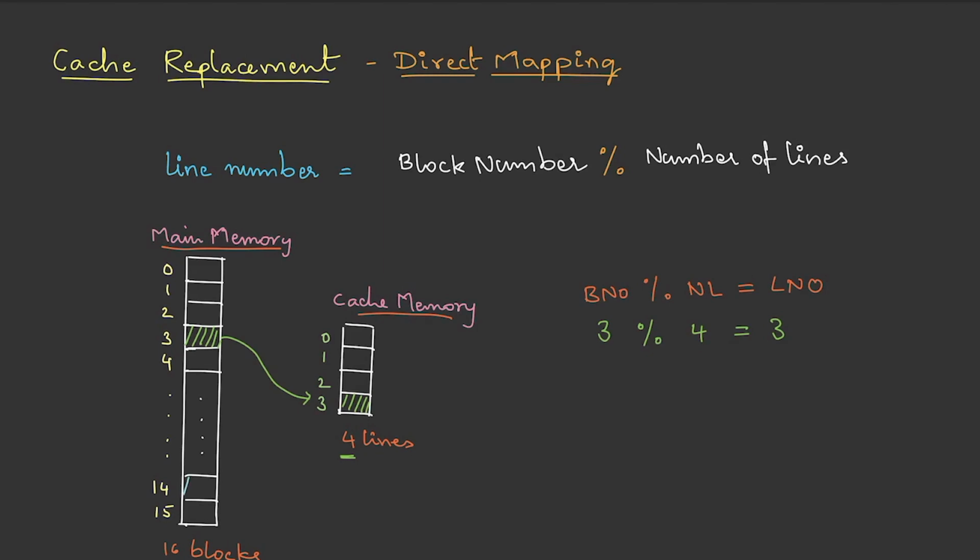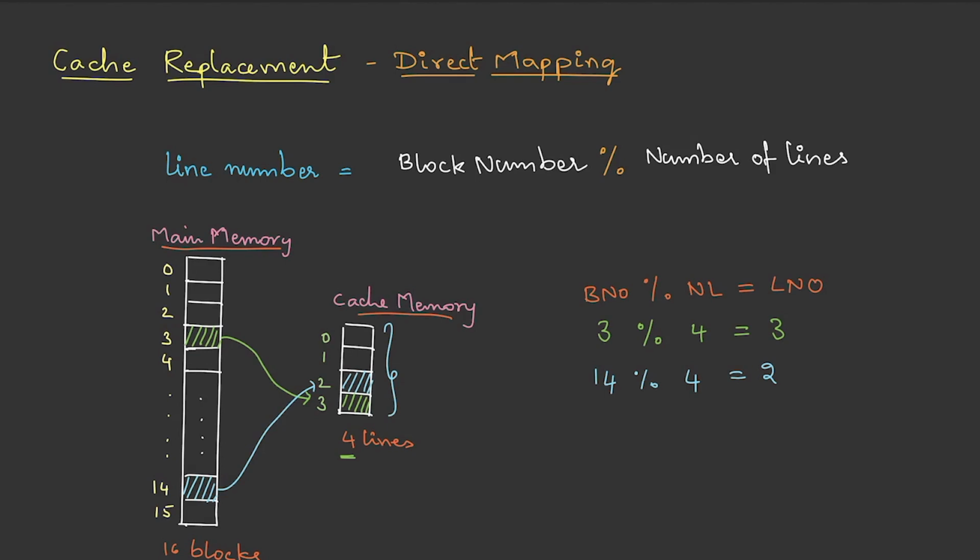What about block 14? So 14 mod number of lines, which is 4, is 2. Therefore block 14 will be placed in cache line 2. This is the line position. I hope you are able to make out. Now let's understand what will happen if this whole cache is full.